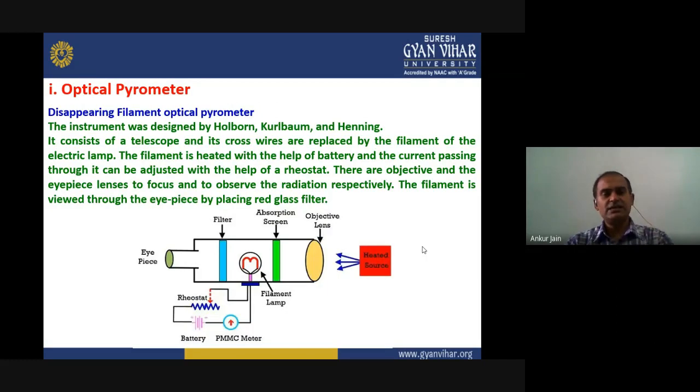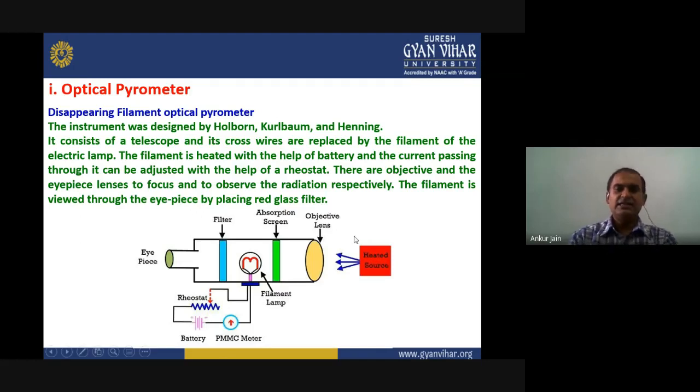Now we will see these pyrometers one by one regarding their construction and their operating principle. The first one is the optical pyrometer, and this type is also known as the disappearing filament optical pyrometer. This was first designed by three scientists: one is Holborn, second is Kurlbaum, and third is Henning. This is a very simple structure pyrometer.